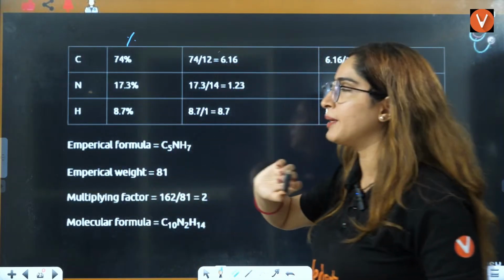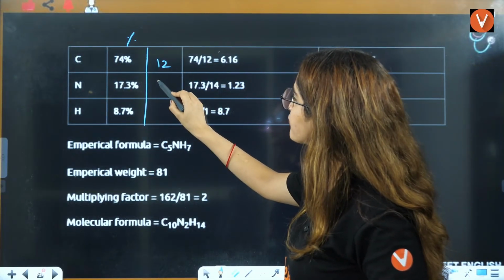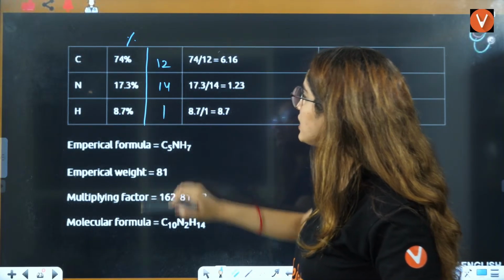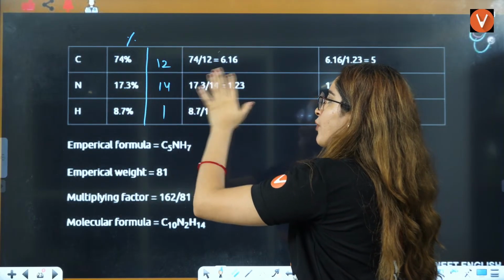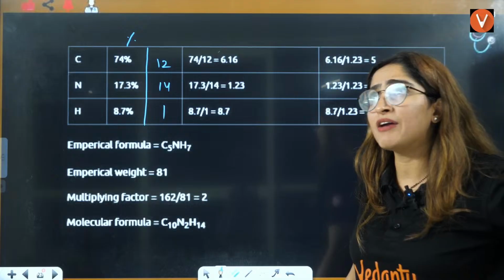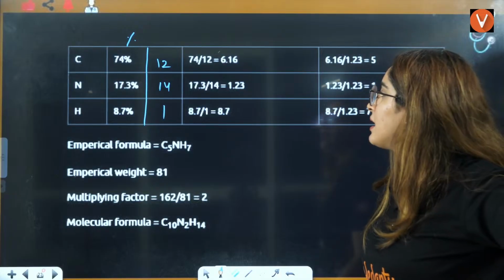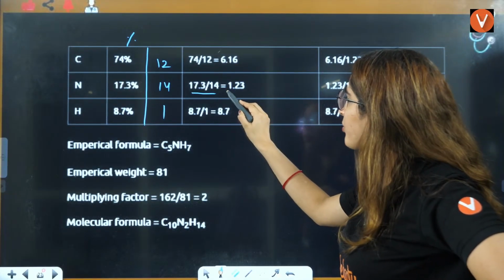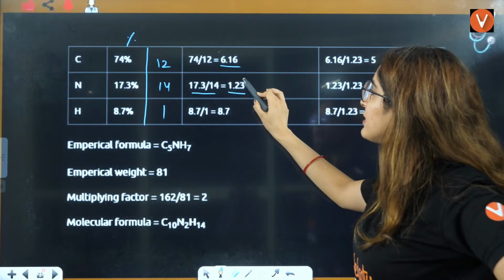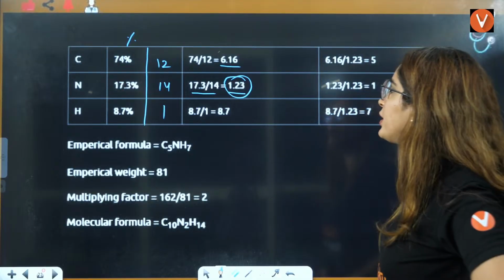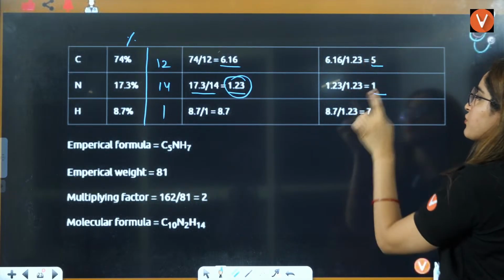So this you will directly put. Atomic mass, you know, here it is 12, here it is 14, here it is 1. So you will divide 74 by 12, 17.3 by 14, 8.7 by 1. Now, first you have to divide it to get the simple whole number ratio, right? So now this is coming out to be 1.2, this is coming out to be 6.16. Now divide by the smallest number here, that is 1.23. So dividing by 1.23, this will be 1, this is 5, this is 7.